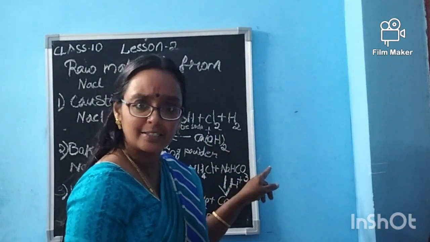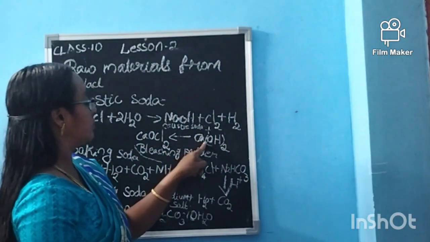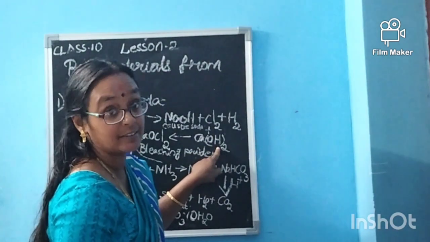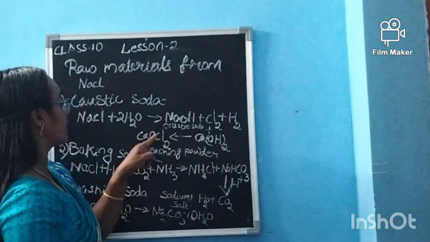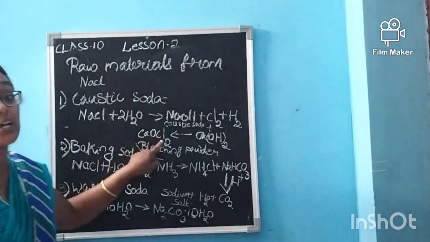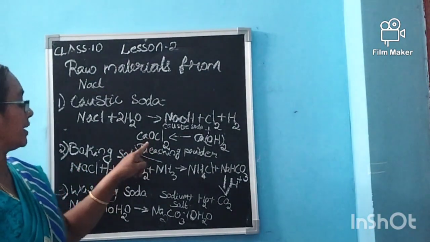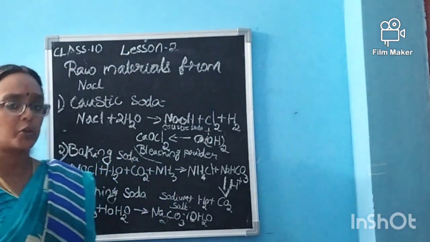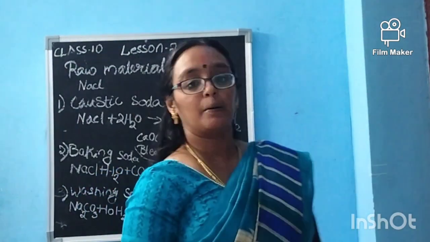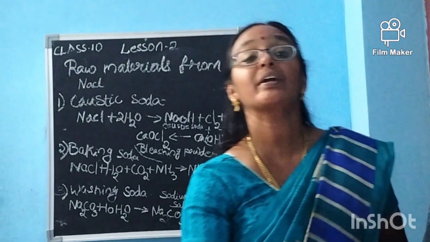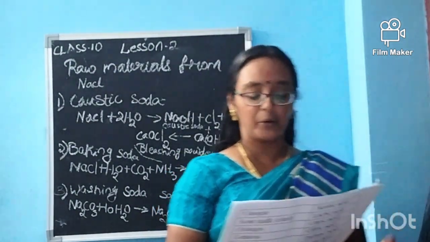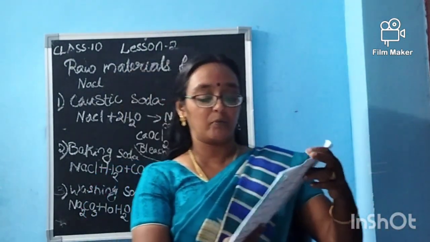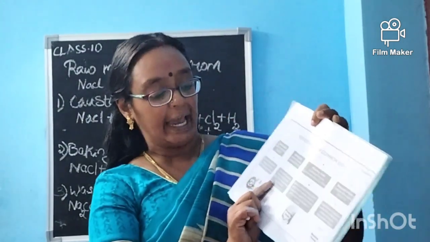The chlorine is liberated, right? This chlorine is reacted with calcium hydroxide. From calcium hydroxide, we are getting calcium oxychloride, CaOCl2. We are saying it as bleaching powder. You may have heard the word, because it helps for purifying water, isn't it, ma'am? It helps for purifying water.